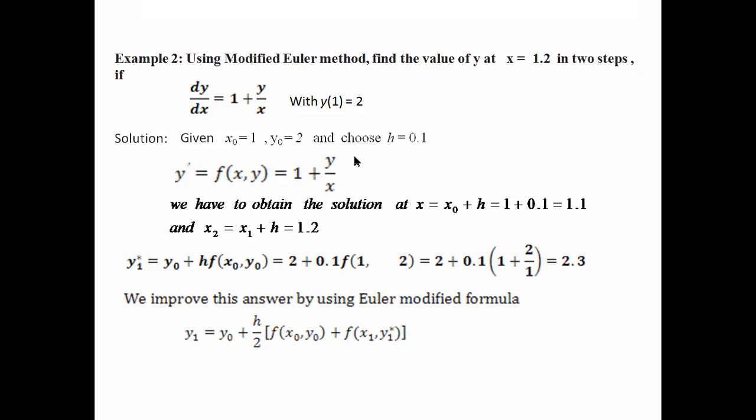y0 is known. What is y0? y0 is here the same value, 2. So it is 2 plus h, h is 0.1, so 0.1 by 2, into f of x0, y0 plus f of x1, y1 star. But how is f of x comma y defined? That must be known. f of x comma y is defined as 1 plus y by x. That means 1 plus the y coordinate by the x coordinate, plus f of x1 comma y1 star.